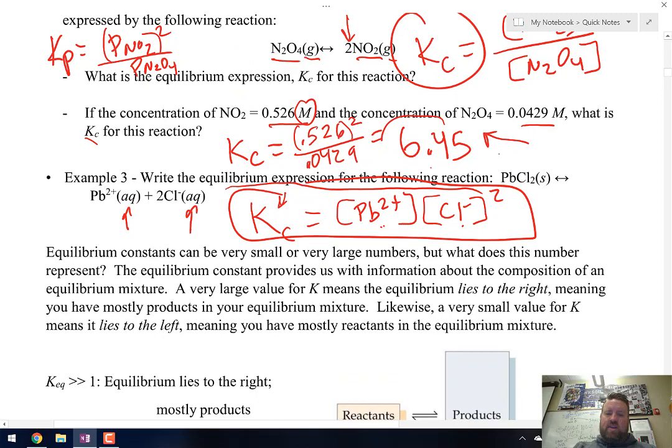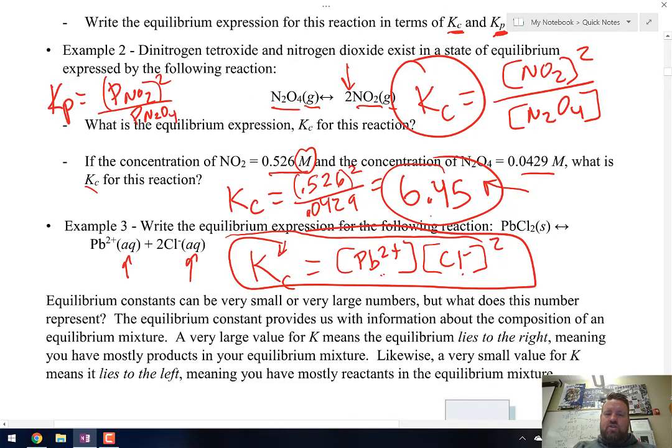So in this, for example, what does that 6.45 mean? Well, if you think about it, it's the concentration of the products over the reactants. And in this case, our value here is greater than 1, and you can see it in the problem. It means that even though you're at equilibrium, remember, equilibrium doesn't mean you have the same amount of reactants and the same amount of products. It just means that the reactions are going at the same speed in opposite directions. But at equilibrium, you might have more products, you might have more reactants.